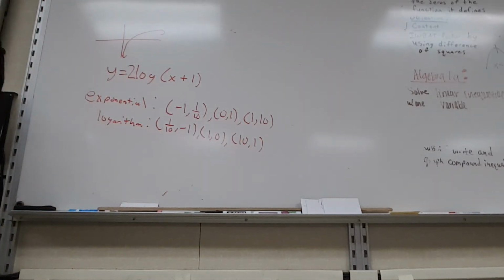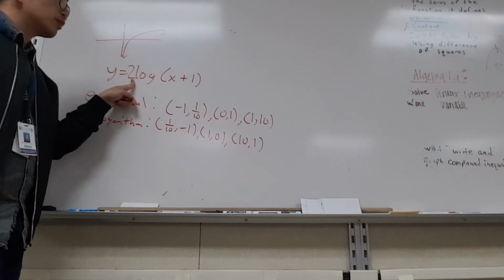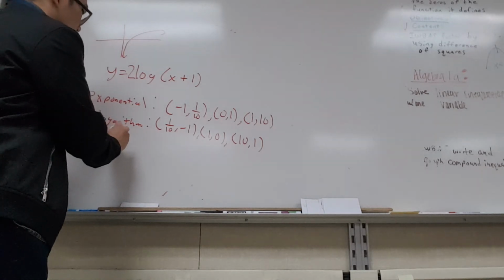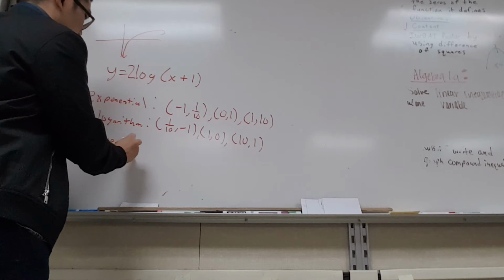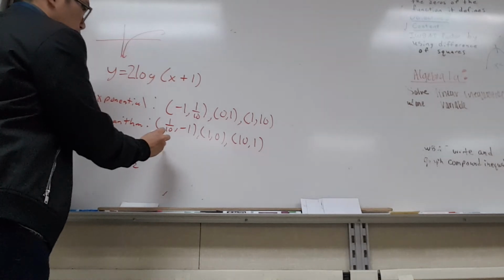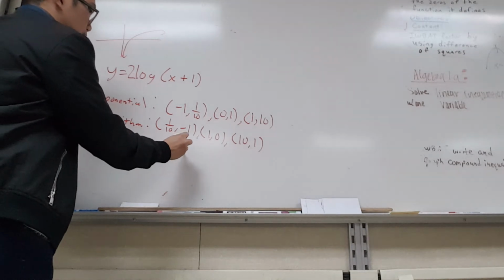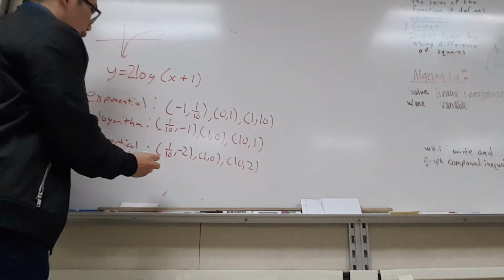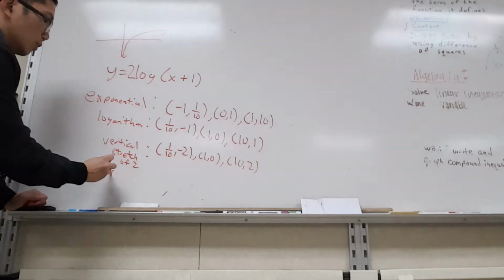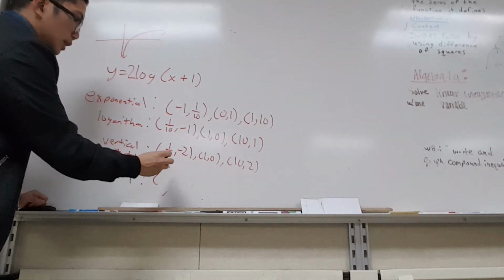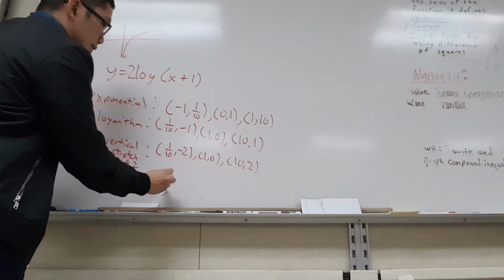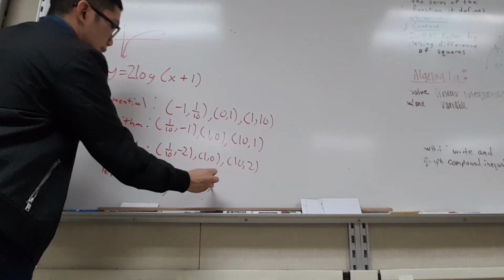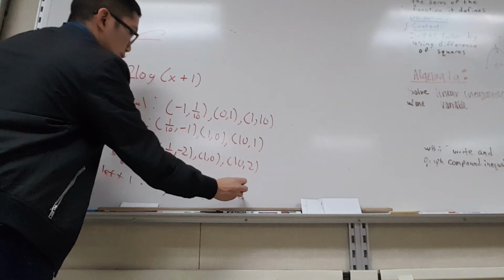So after I get those points, there's a couple things happening. It's a vertical stretch of 2, and then I move to the left 1. So the vertical stretch of 2 means this is 1/10, negative 2. This is 1, 0. And then this is 10, 2. And then I'm going to move to the left 1. So now this becomes negative 9/10, negative 2, 0, 0, and 9, 2.